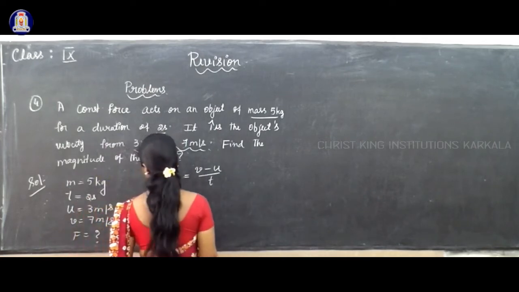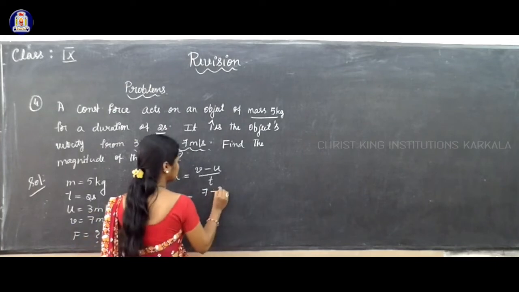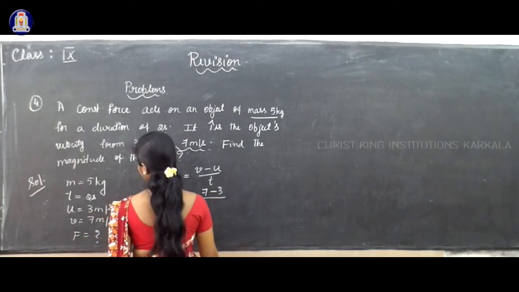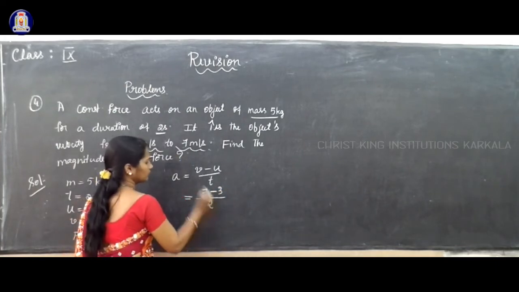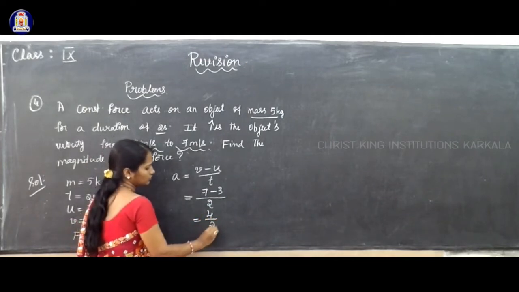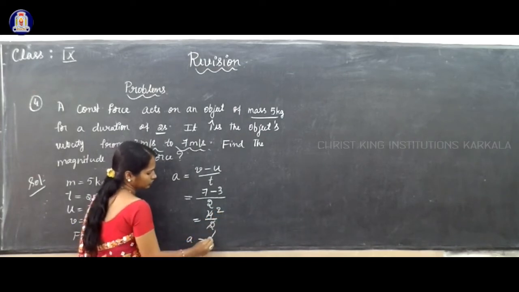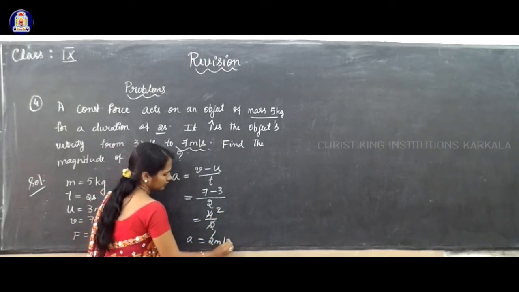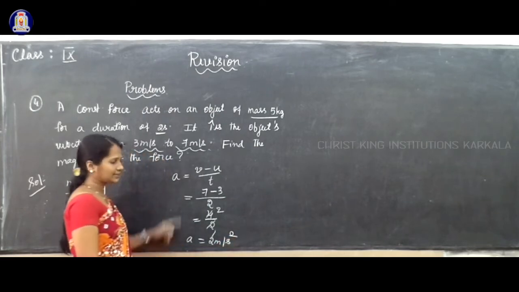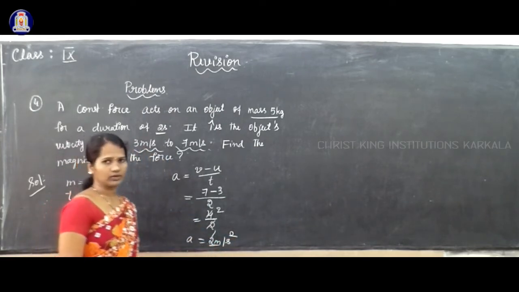Substitute the values. V is 7 minus u is 3 divided by t is 2. 7 minus 3, 4 by 2. 2 ones are 2, 2 twos are 4. So A equal to 2 meter per second square. Acceleration SI unit, 2 meter per second square.